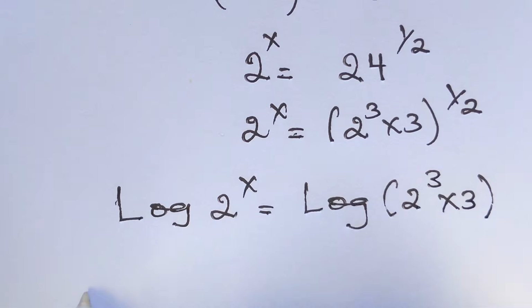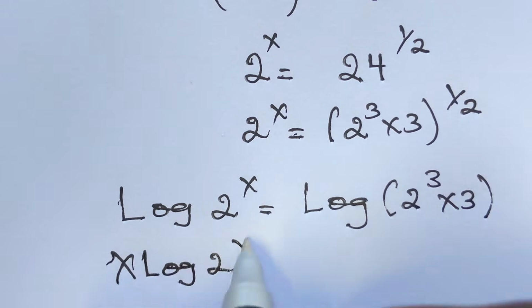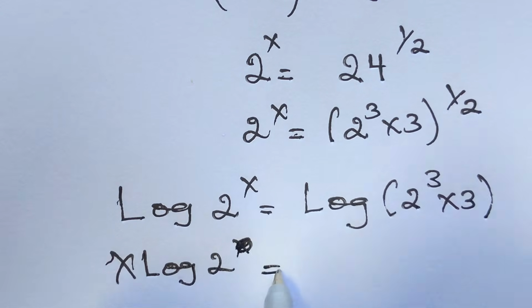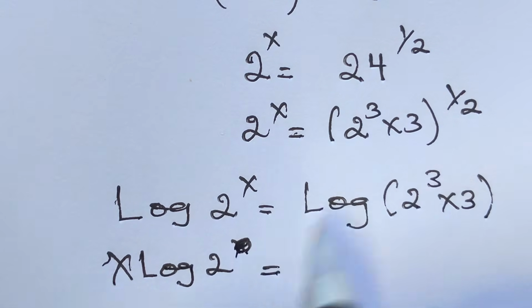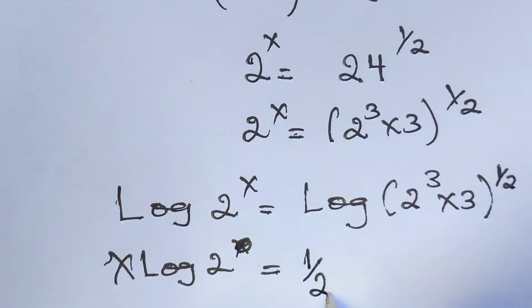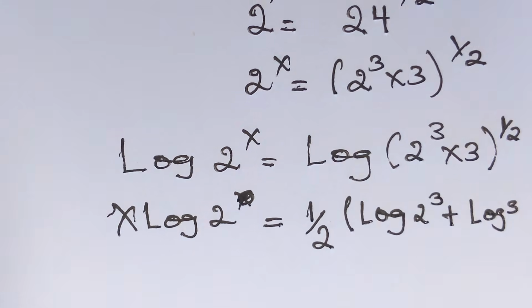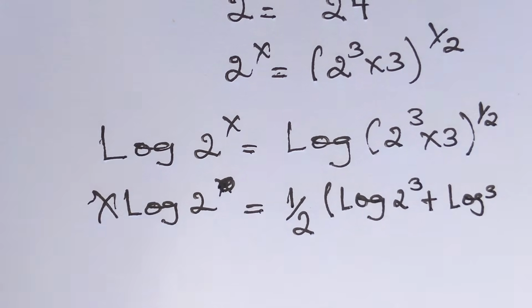Right, at this stage we have x logarithm of 2, which is equal to 1 over 2, then logarithm of 2 power 3, plus logarithm of 3, as we have seen right here.